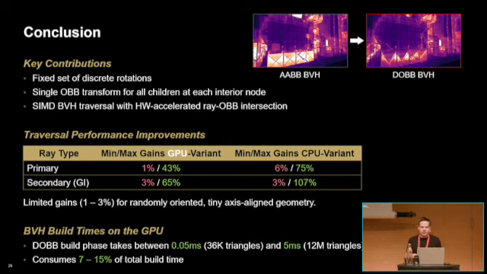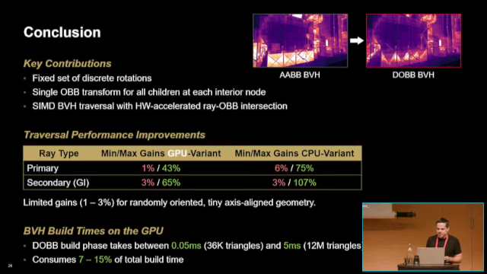So in conclusion, the most important things you should take away are that we use a fixed discrete set of rotations that is predefined. We use a single OBB transform for all the children at each interior node, and we have hardware-accelerated ray OBB intersection.